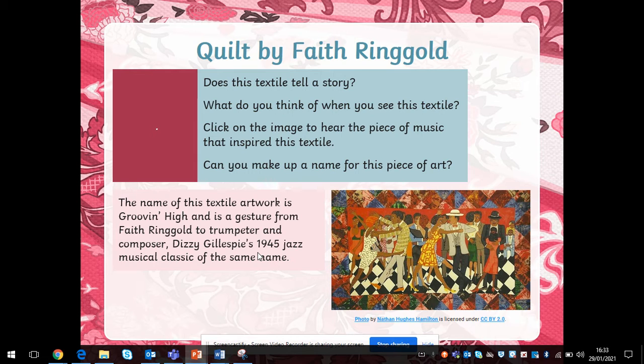Very different to the music we listen to currently, isn't it? You can almost imagine these people dancing to it, can't you? It's almost as if the quilt moves.